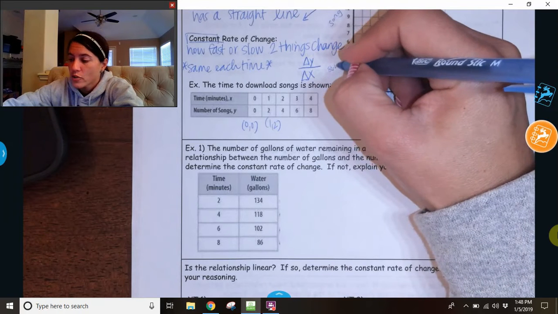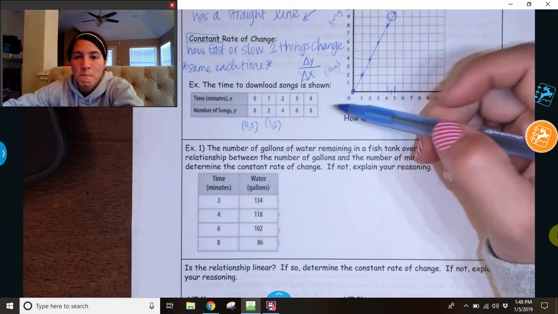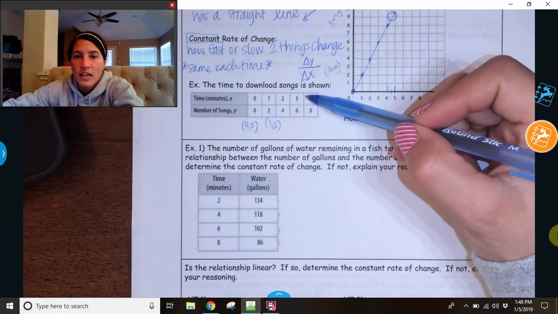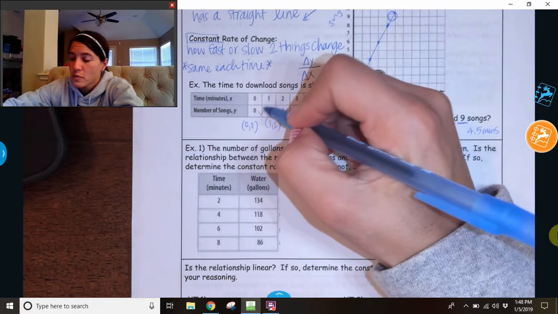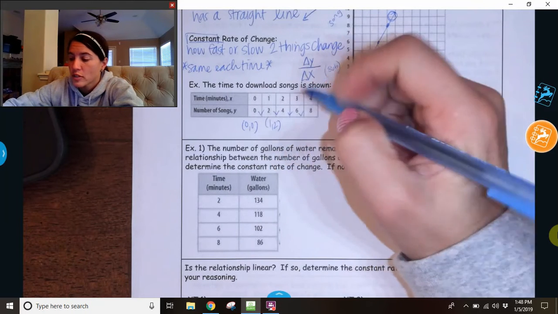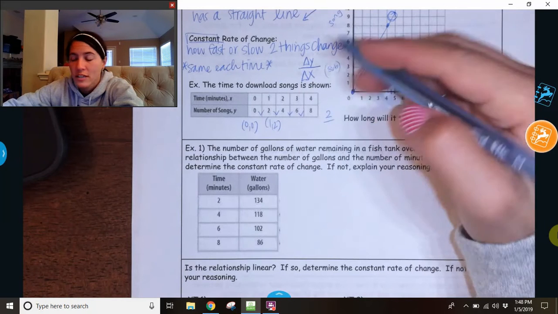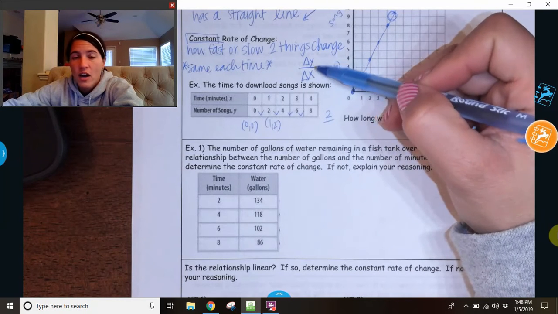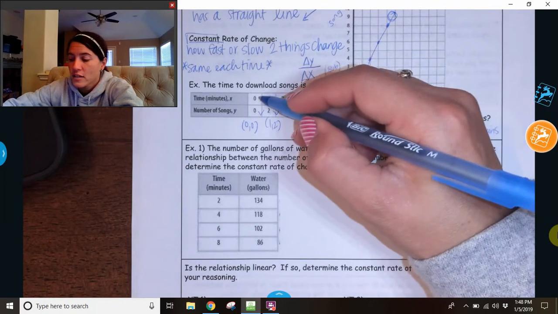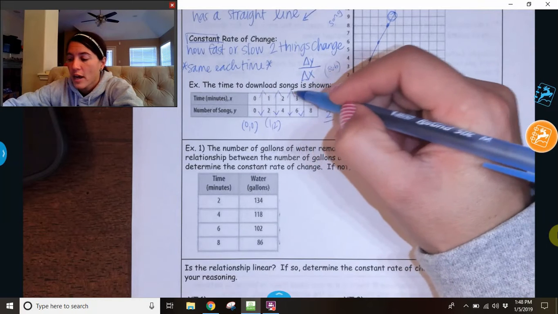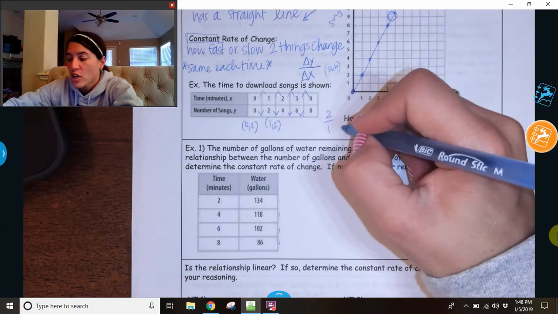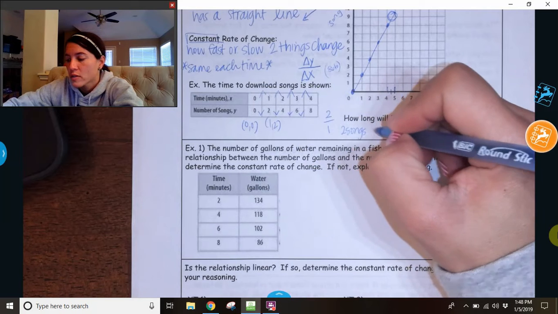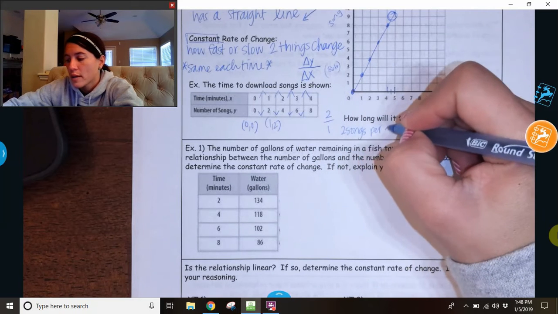And if you aren't sure, that means you're going to subtract. So again, it went up 2 songs. Do you see how it's plus 2, plus 2, plus 2, plus 2? So it went up 2 songs. That's the change in y over the change in x. In the x table, it went up by 1 minute. So my rate of change is 2 songs per 1 minute.